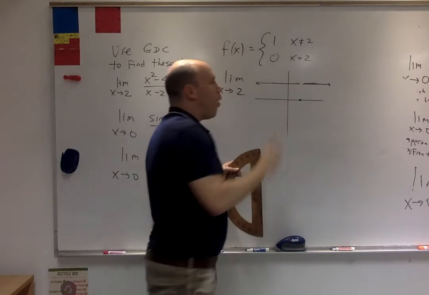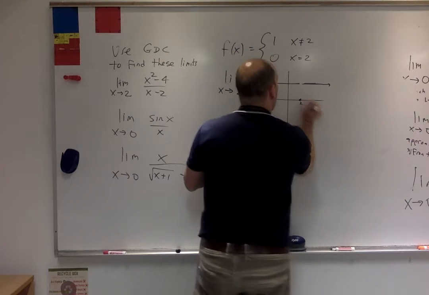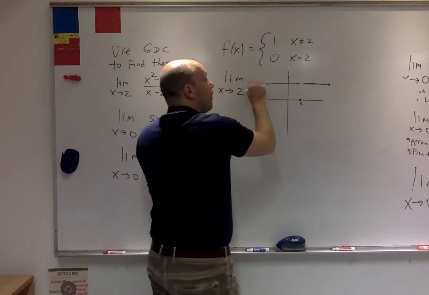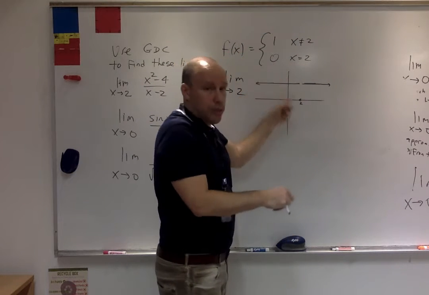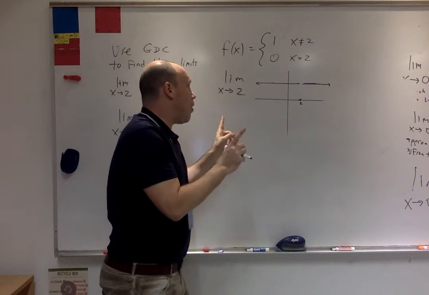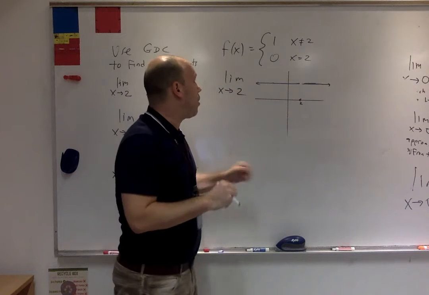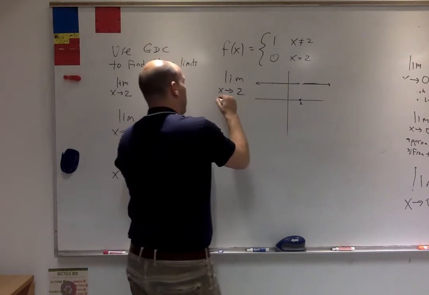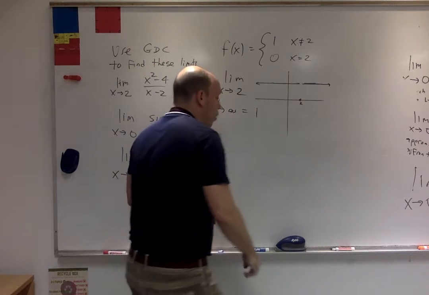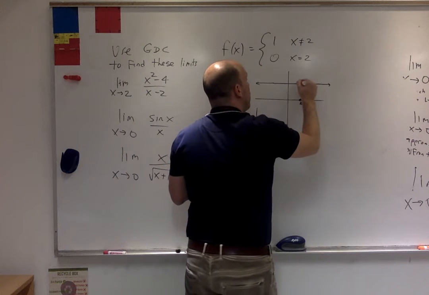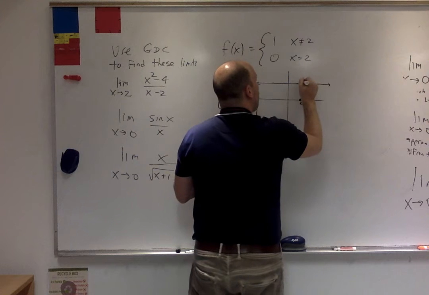And so the question is, what is the limit as x approaches 2? Once again, the function is 1 for everything, except at 2. But when x equals 2, the function is 0. That makes sense. The question, though, is what is the limit as x approaches 2? The answer, 1. Once again, I only care what the function is approaching.